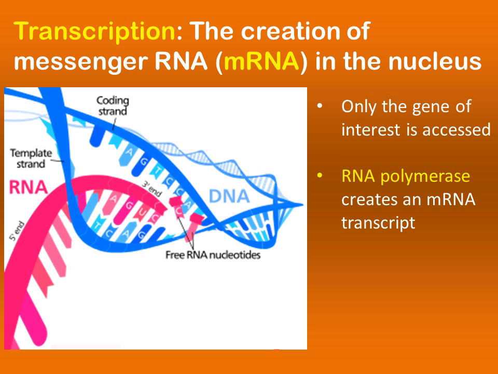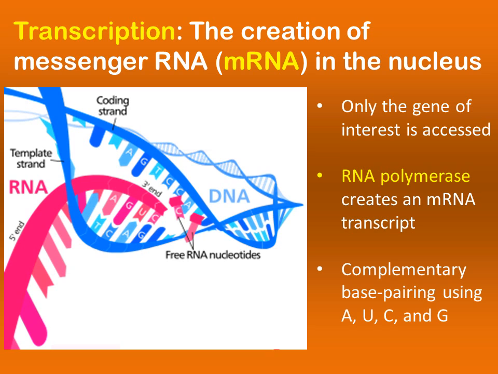Now we have another enzyme that builds the mRNA transcript. This enzyme is called RNA polymerase, and it will create that messenger RNA transcript, we call it, a copy of the code. And it does this by complementary base pairing using the free RNA nucleotides A, U, C, and G that are present inside the nucleus.